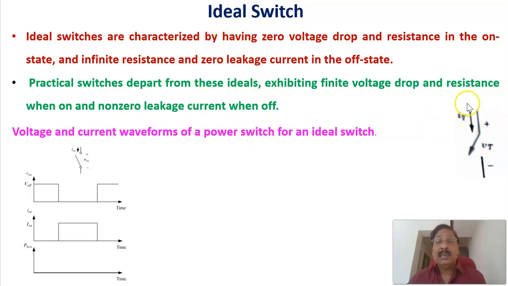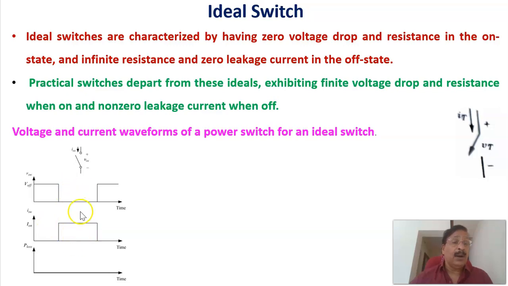Here is a representation of an ideal switch, in which when the switch is off, the voltage across the switch is equal to Vt, or here it is called V switch. And when the switch is on, the current through the switch is equal to It or Ion. This is the corresponding waveform for an ideal switch, the voltage across the switch and the current through the switch. When the switch is off, this is the voltage across the switch and the current through the switch is equal to zero. Similarly, when the switch is on, the voltage across the switch is equal to zero and the current through the switch is equal to Ion.